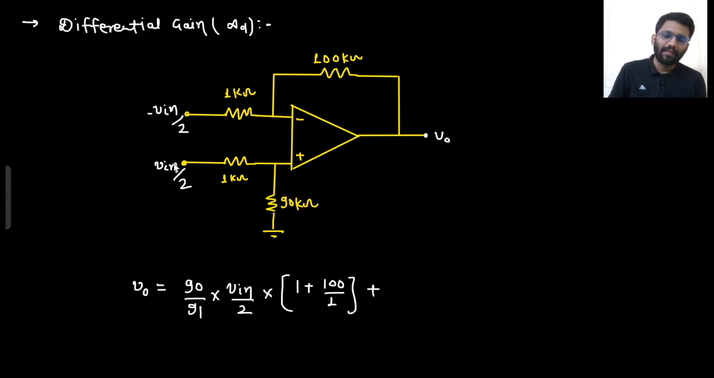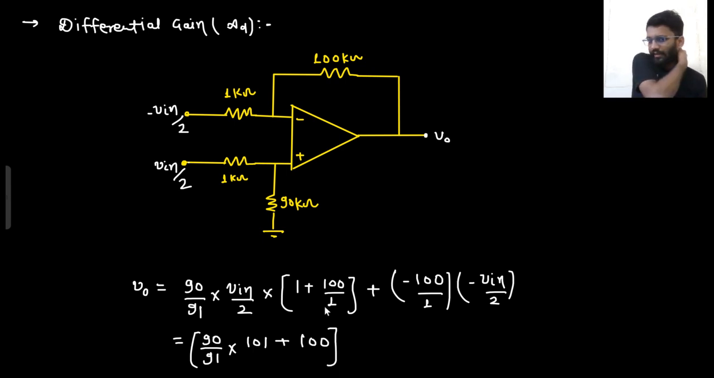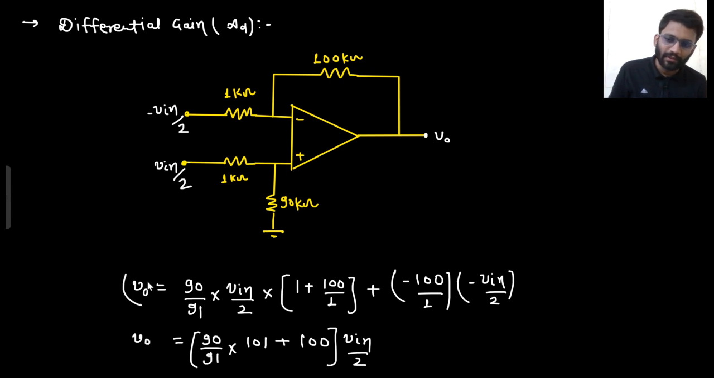Then the other one. Now I am going to consider only this one. If I consider only this one, what will be the gain? Minus RF by R into minus Vin by 2. Right? So that would be 90 by 91 into 101 plus 100. The bracket you are having, this is your V naught. This I can call V naught D.